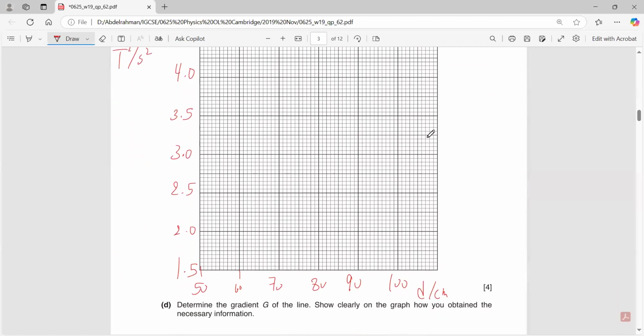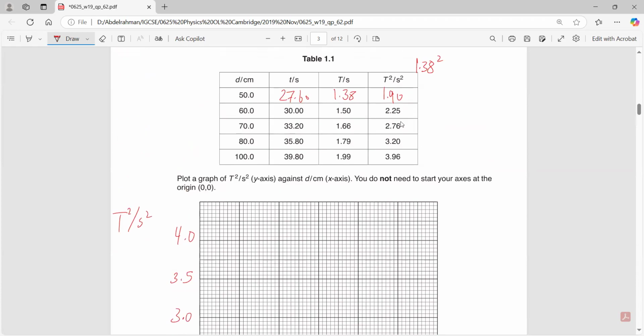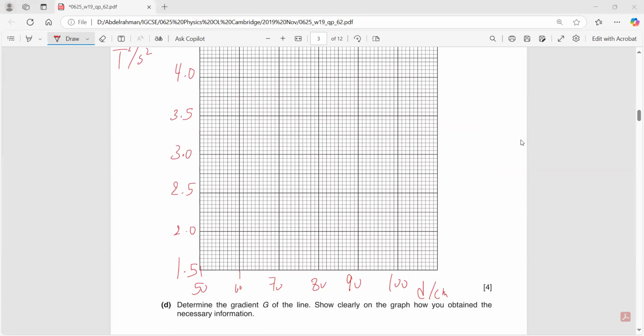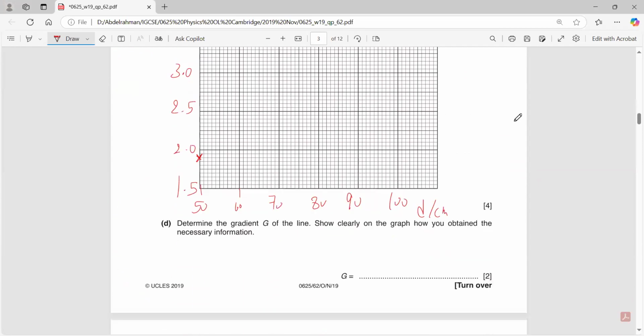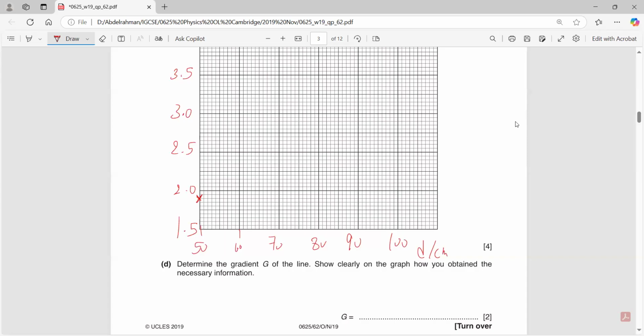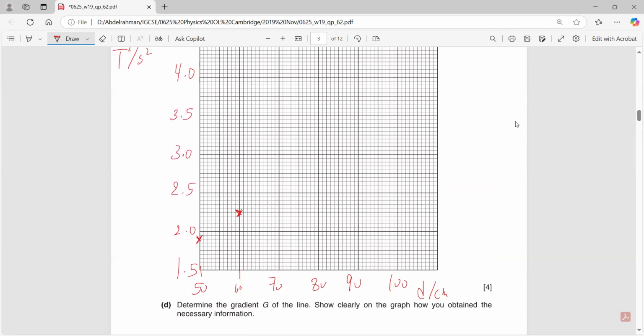Yeah. Let's plot the points using small x's. So first of all, 50 and 1.9. Where's 1.9? Here is 1.9. 60 and 2.25, which is exactly at this point. 70, 2.76 or 2.75. Here is 2.75.